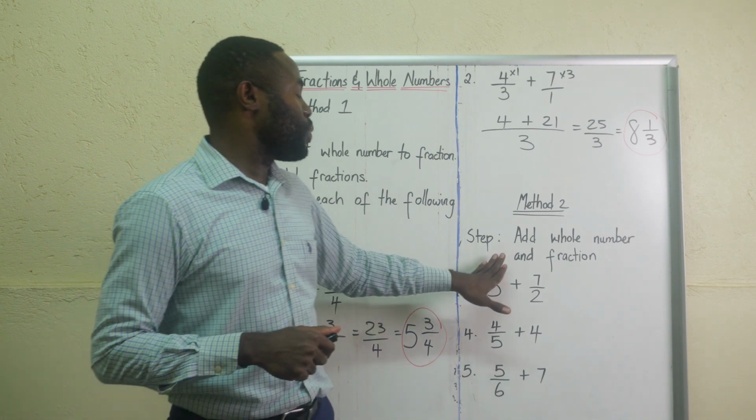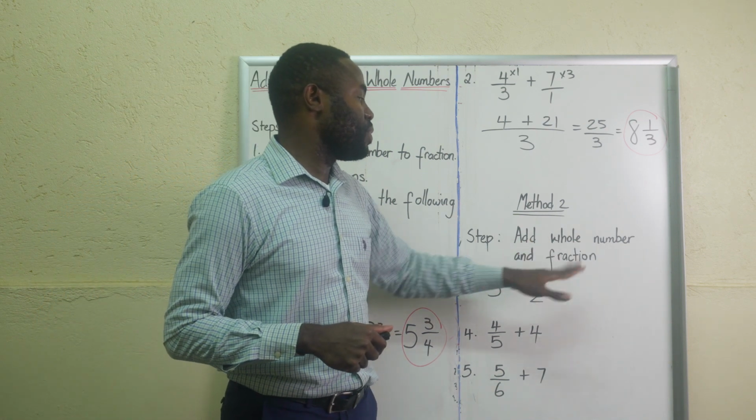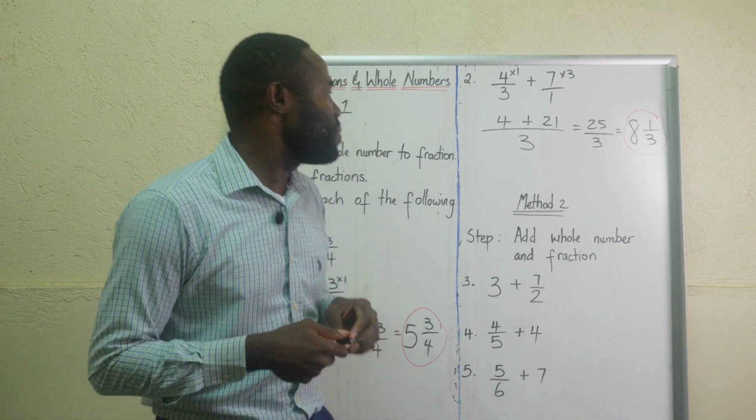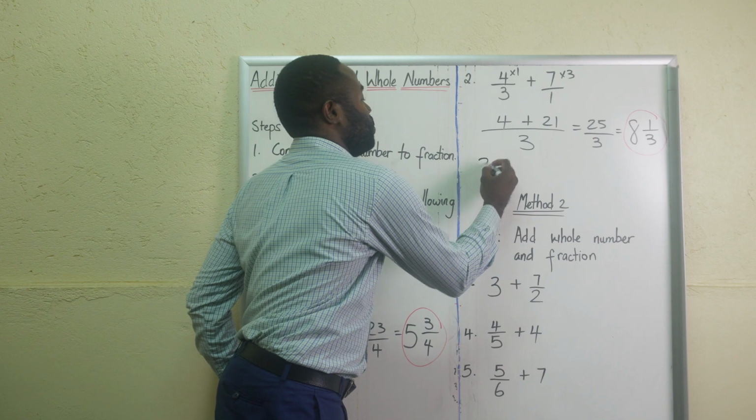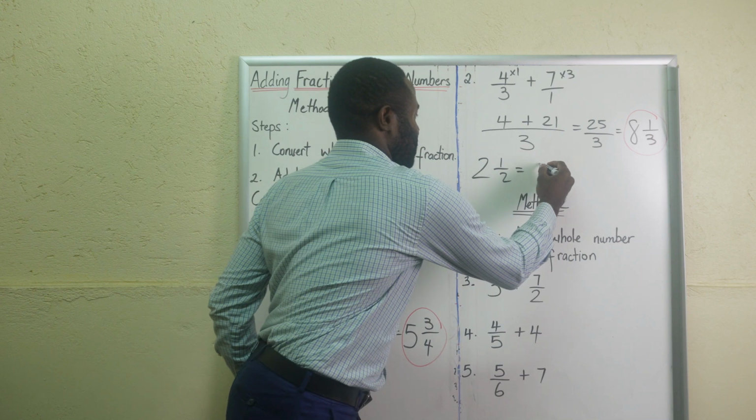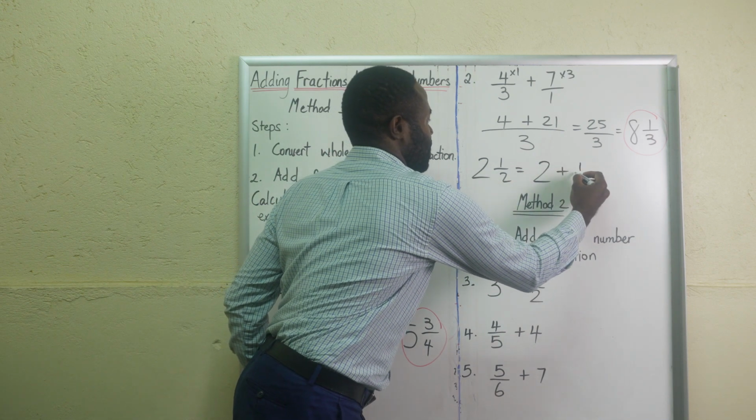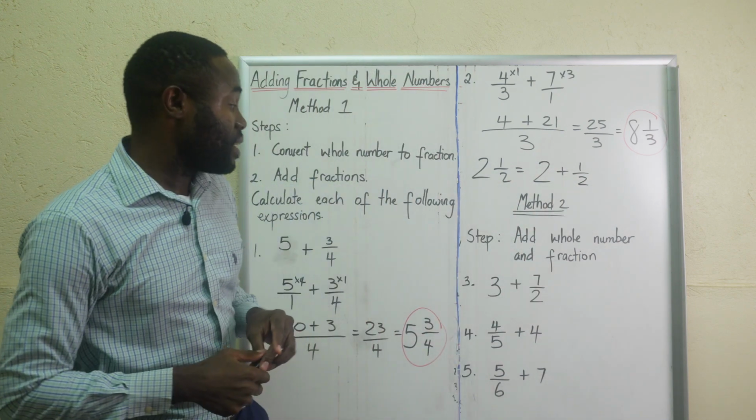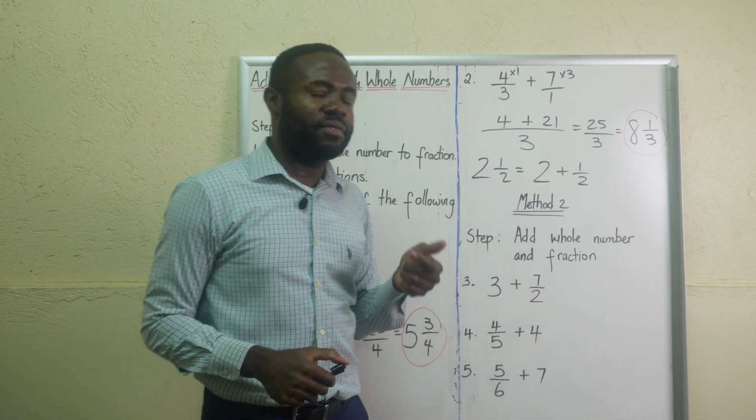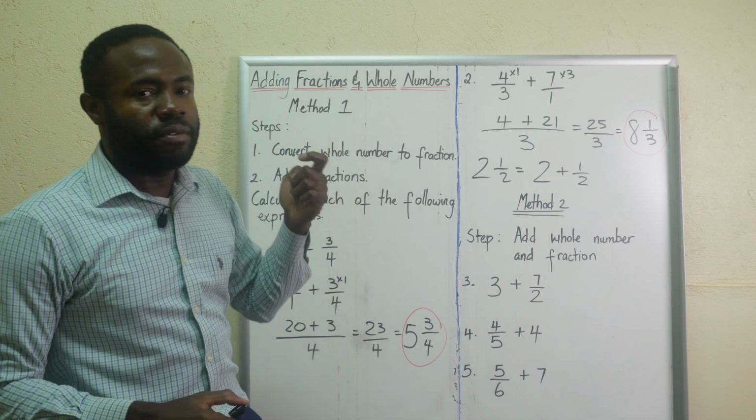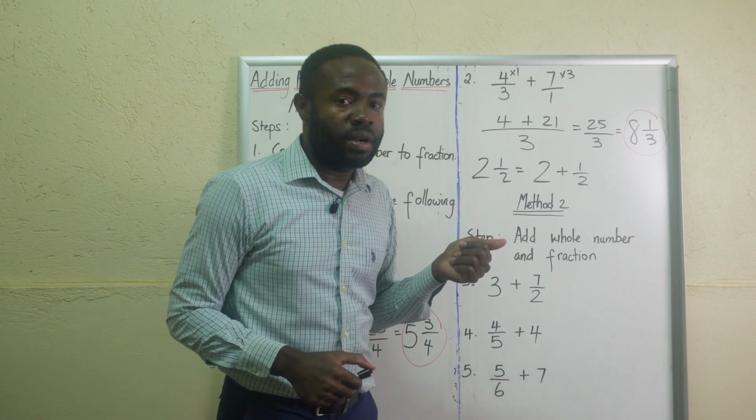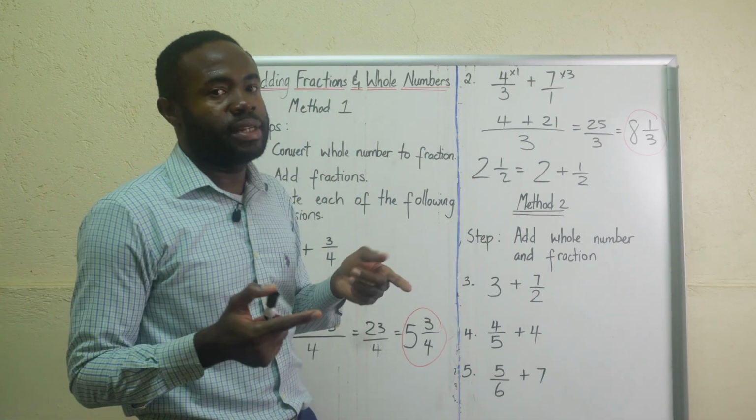So for method 2, what you're going to do is to add the whole number and the fraction. In fact, that is what we call a mixed number. For example, we have 2 1/2. That literally means 2 plus a half. All right, so that is what we're going to do here. But you need to look at the fraction to see if it's an improper one or if it's a proper one. If it's improper, convert it to a mixed number. But if it's proper, you can go ahead and add it.